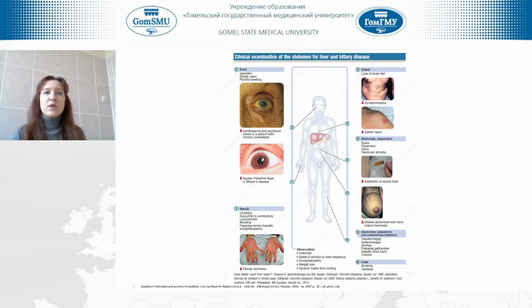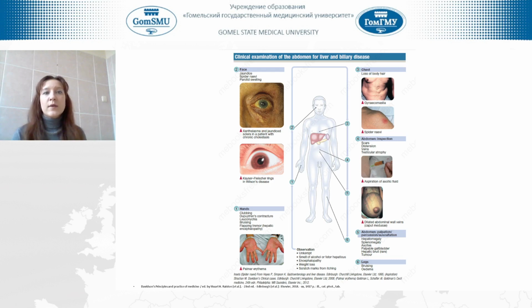Clinical examination of the abdomen for liver and biliary disease. On the hands, we can find palmar erythema, Dupuytren's contracture, leukonychia, bruising, and flapping tremor. This patient has hepatic encephalopathy.